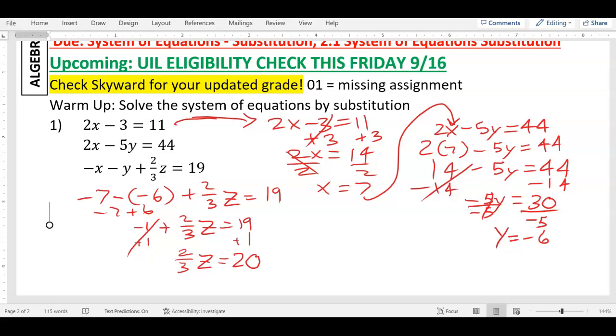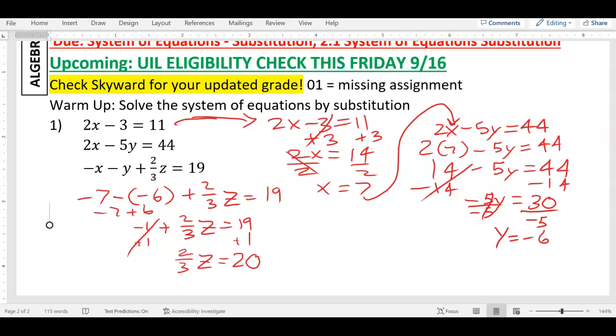Now, some of y'all had a very intelligent, smart, and handsome teacher last year that taught you how to get rid of a fraction. Oh, that was good. That was good. That was good. All right.